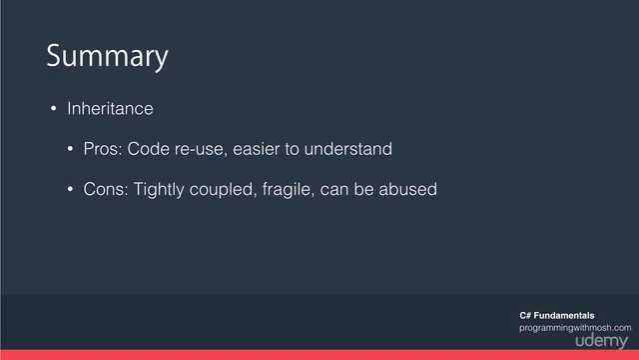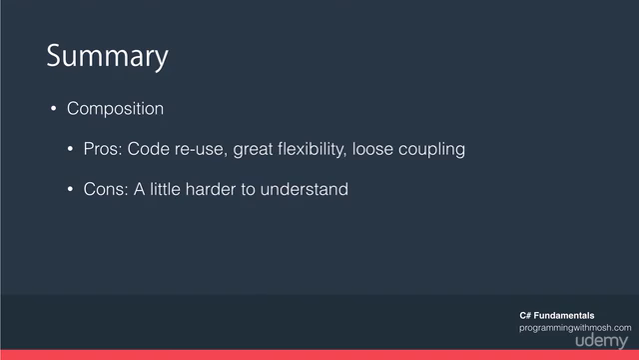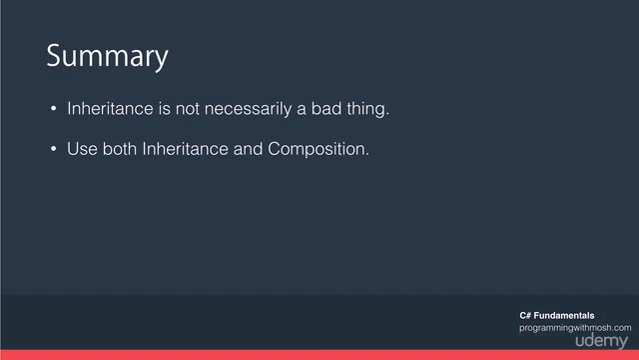But the bad thing about inheritance is that it creates tight coupling. It can easily be abused and result in large hierarchies, which are fragile. A simple change can propagate to many parts of the application, and that change can be very costly. Composition, on the other side, provides great flexibility and loose coupling, but it's a little bit harder to understand in some cases. Now, I'm not telling you that inheritance is necessarily a bad thing. In fact, both inheritance and composition are great techniques, but you need to use them appropriately.